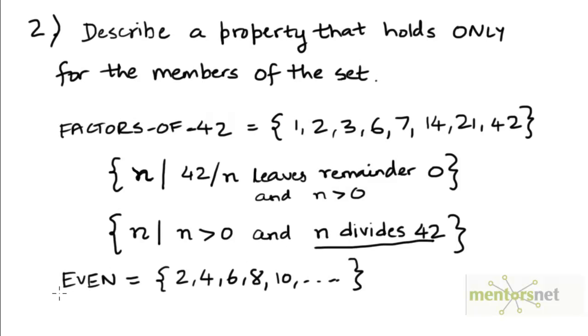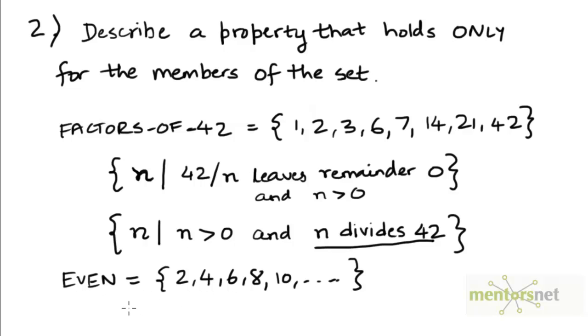Here's another example. If you take the set of all even numbers and call it even, then this set can be represented in roster form by enumerating the first few elements in the set 2, 4, 6, 8 and 10, and then the ... represents a continuation of that pattern up to infinity. So this is one way of representing the set of all positive even numbers.